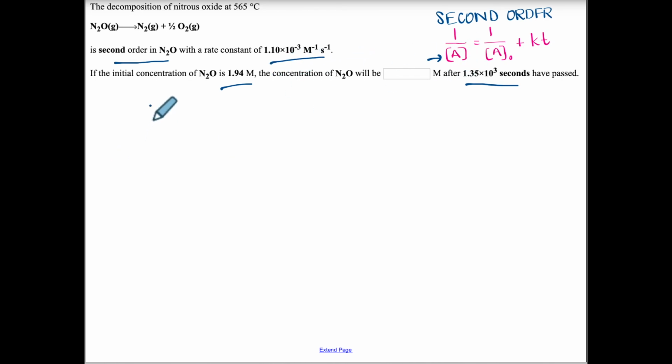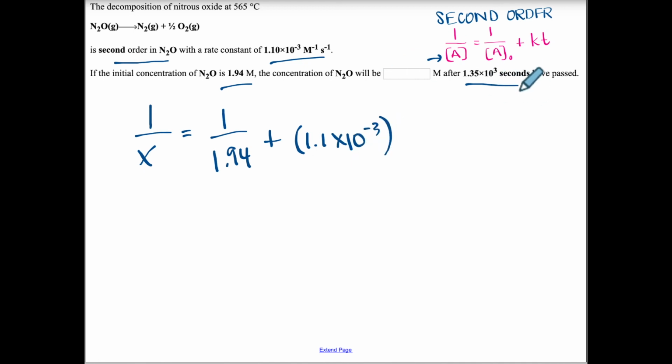So we're going to plug in: 1 over this, the concentration we're trying to solve for, is equal to 1 over the initial concentration, which is 1.94, plus the rate constant, which is 1.1 times 10 to the -3, times the time. And we look and make sure that the seconds and the per seconds are the same units, and the time is 1.35 times 10 to the 3rd, and we solve for x.